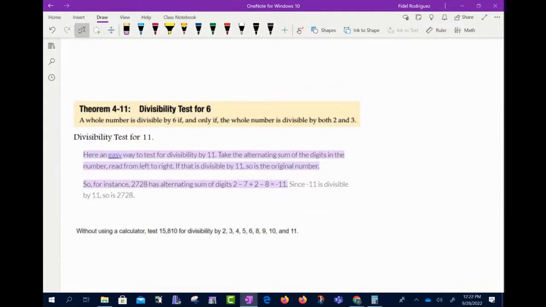All right, we got a couple more. It says a whole number is divisible by 6 if you can divide it both by 2 and 3, right? Because we know 2 times 3 gives me 6. So if I can divide it by 2 and I can divide it by 3, then we can divide it by 6.